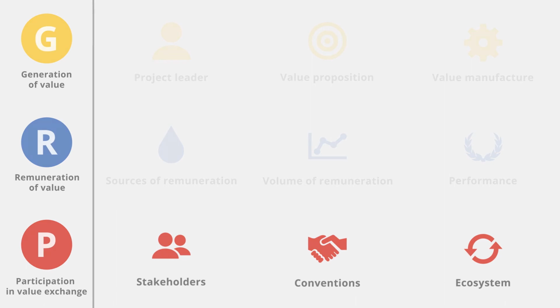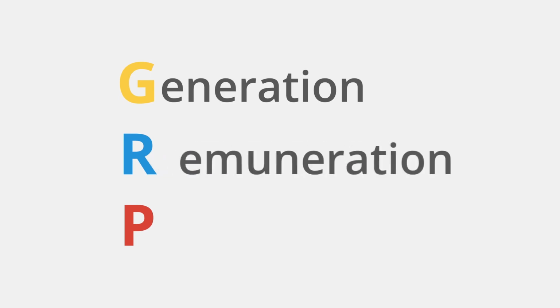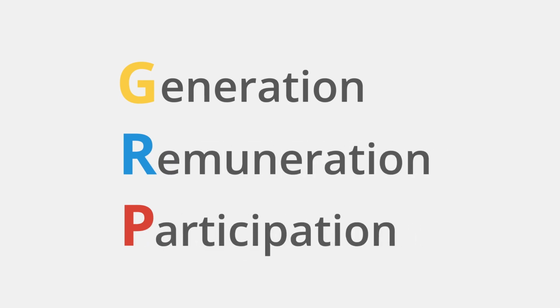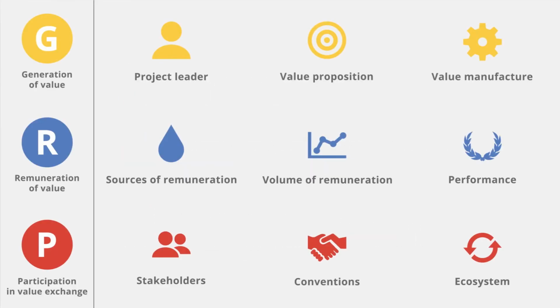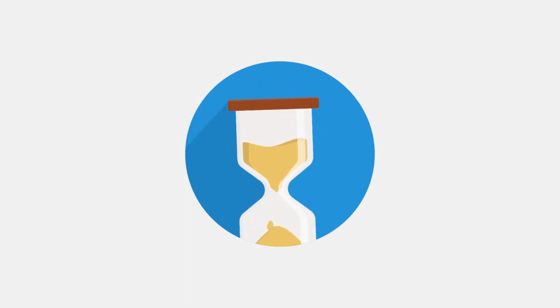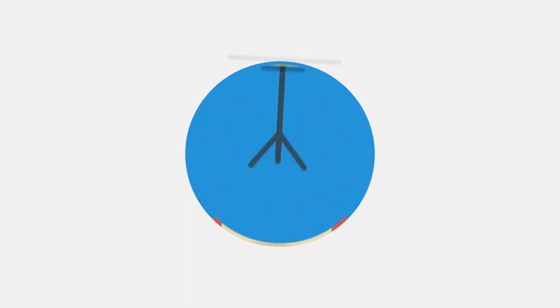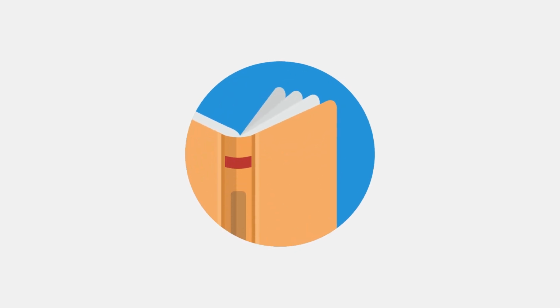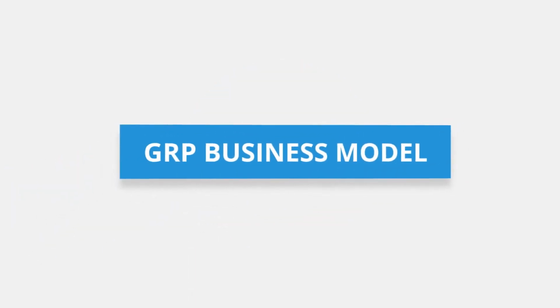And so we speak of the GRP model. G for generation, R for remuneration, P for participation. Whenever an entrepreneur makes the effort to convince resource owners to turn into stakeholders, he should present the 9 components of the business model without forgetting to show the links between them. Depending on how much time you have to convince them, you can tell the story of your business in a few phrases, in a few slides, or in a few pages with the GRP business model.